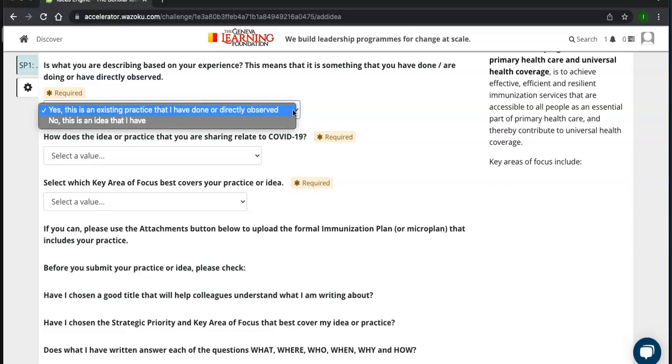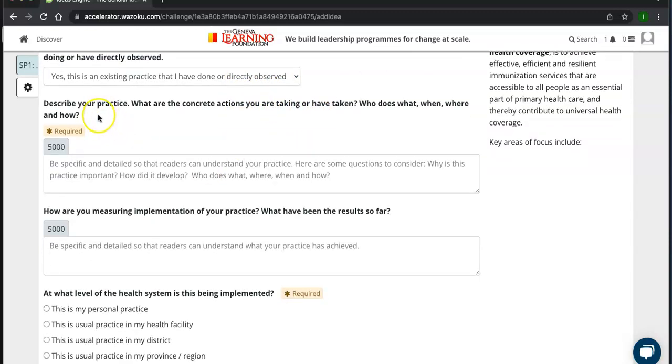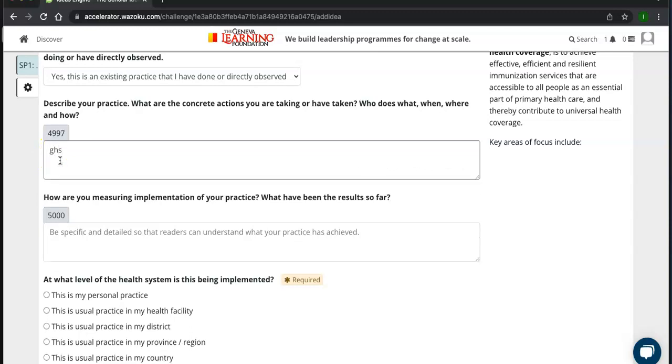And you see there are two responses here, and these change the questions slightly that you'll be asked as we go through. So this is something I've already done. And here we're being asked to describe what it is you have been doing, who is doing what, where and when. And you'll notice that there's a 5,000 character limit here. This isn't words, this is characters. So as I type in characters, you'll see that the number of characters goes down.